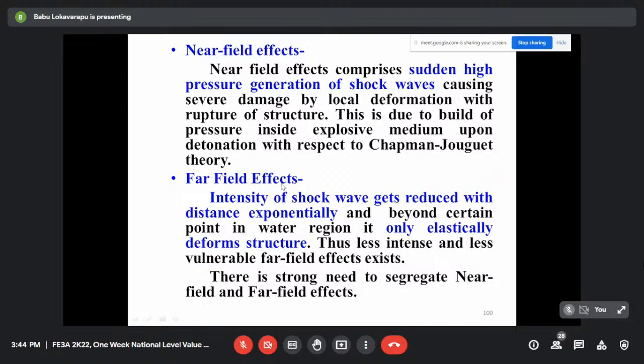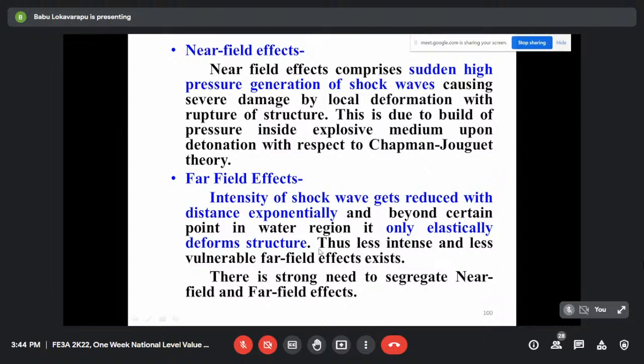What is far field effect? In far field effect, the intensity of the shock wave gets reduced with distance exponentially, and beyond a certain point in the water region, it only elastically deforms the structure without much damage to the system. So these two are very, very important.